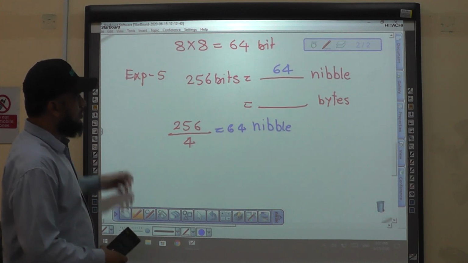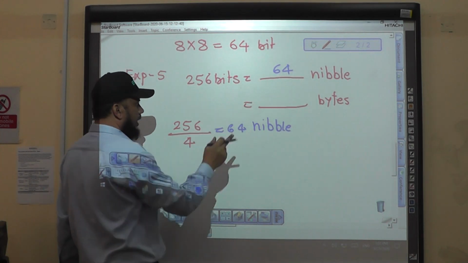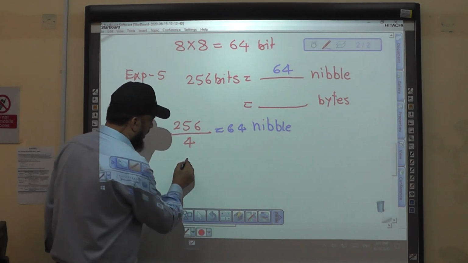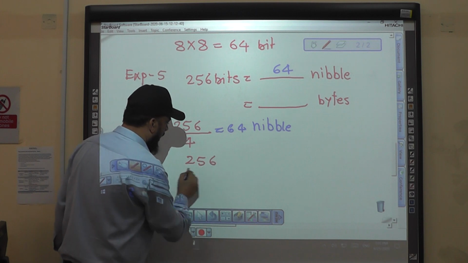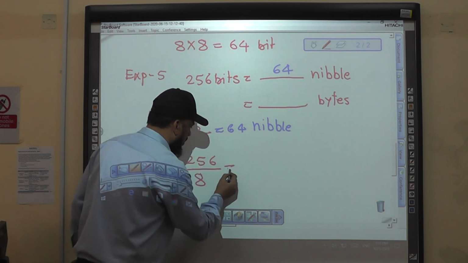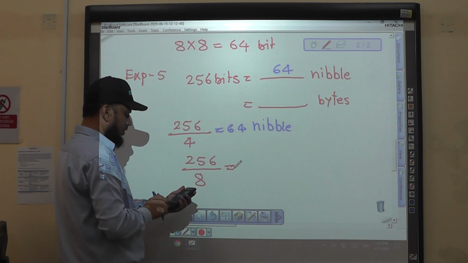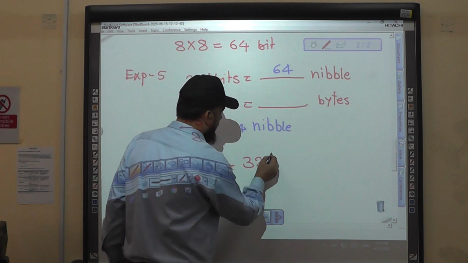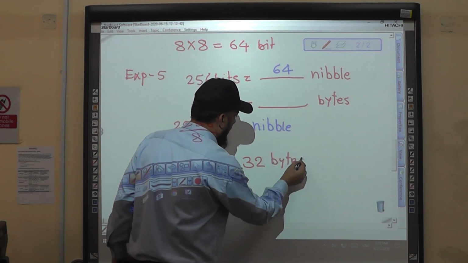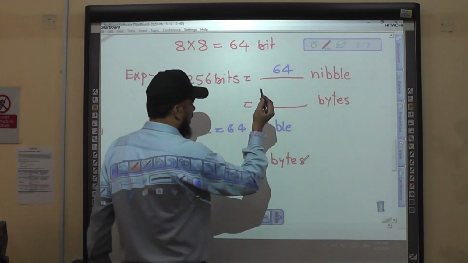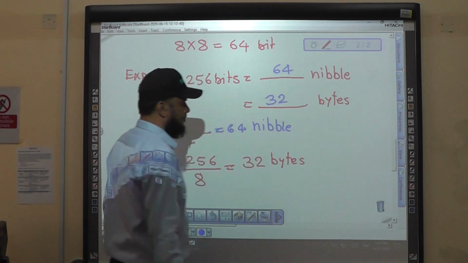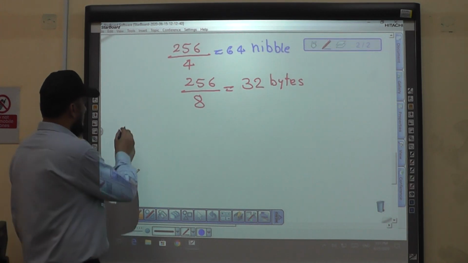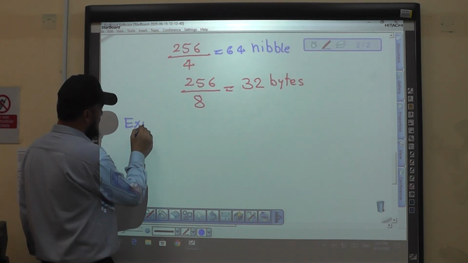Again, a byte is a group of 8 bits. So we can divide 256 by 8, which equals 32 bytes. So the answer is 32 bytes.